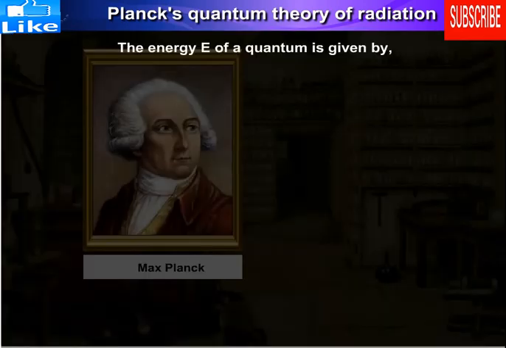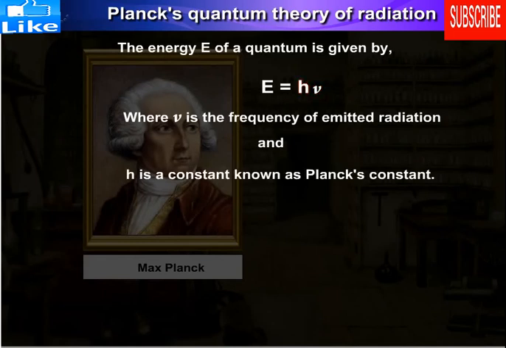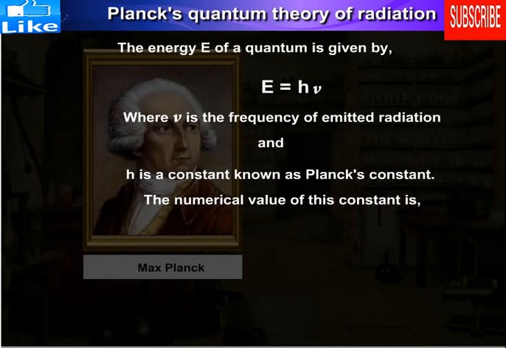The energy E of a quantum is given by E = hν, where ν is the frequency of emitted radiation, and h is a constant known as Planck's constant. The numerical value of this constant is 6.626 × 10^-34 joule seconds, or 6.626 × 10^-27 erg-seconds.